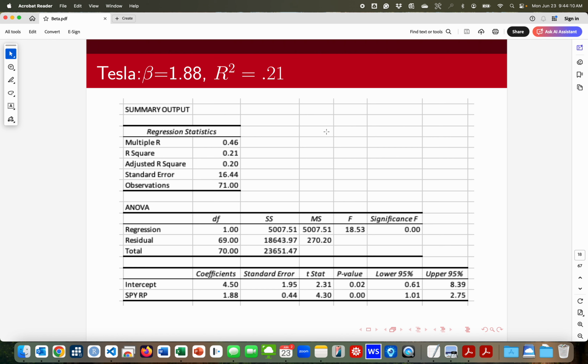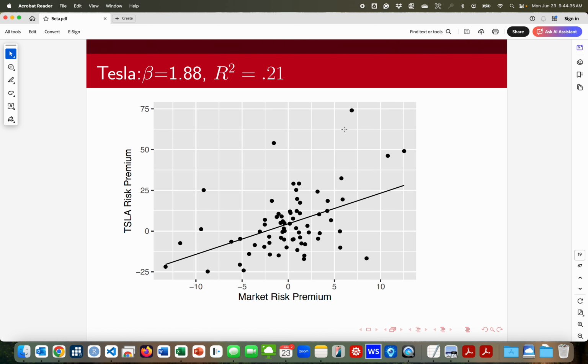And Tesla is also more volatile. So if the market risk premium increases by 1, Tesla's risk premium increases by 1.88, so more volatile than the market, but it's not explained very much by the market. So only 21% of the variation in Tesla is explained by variation in the market risk premium. The other 79% is explained by other factors, firm or industry specific.